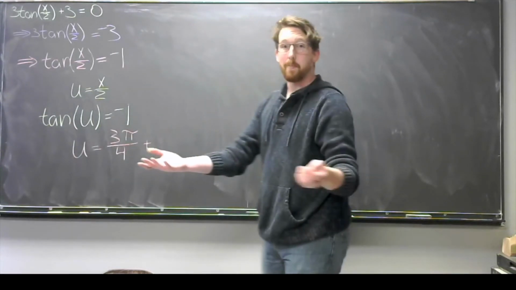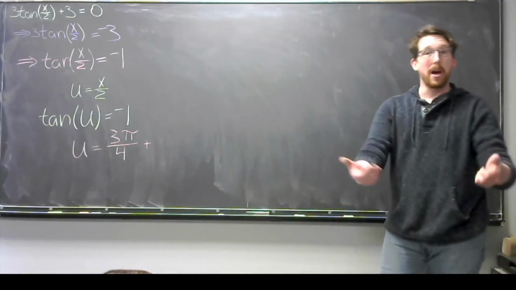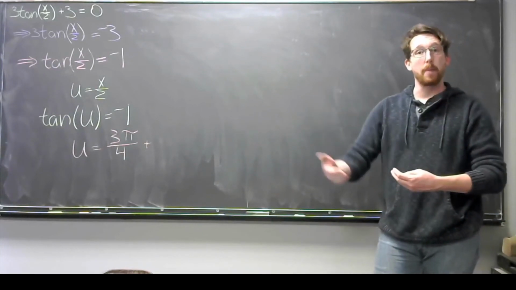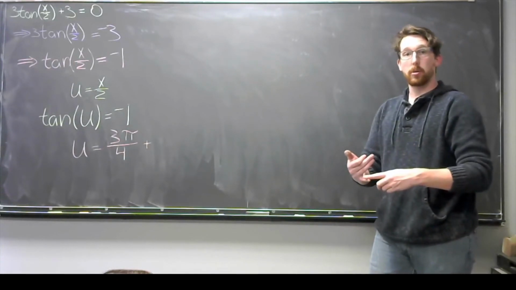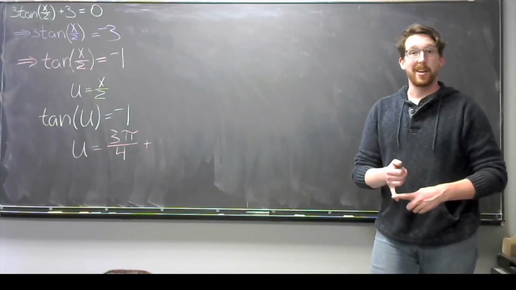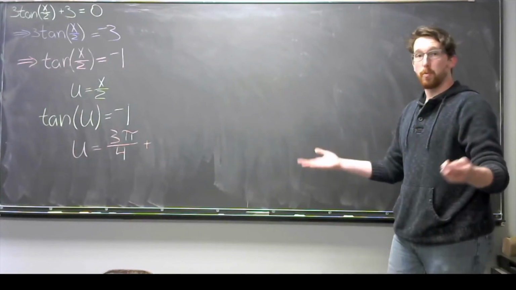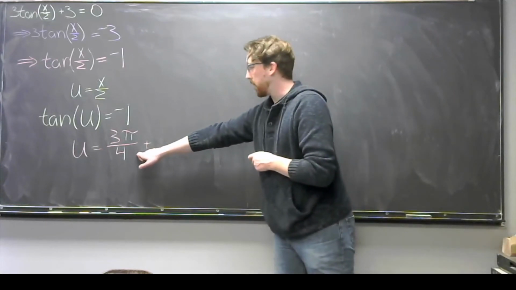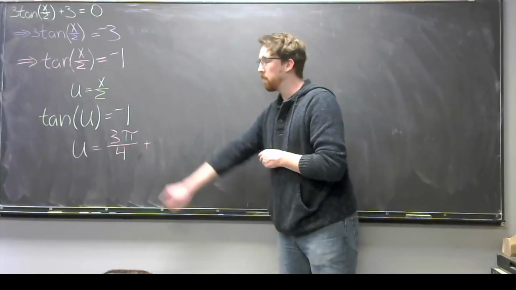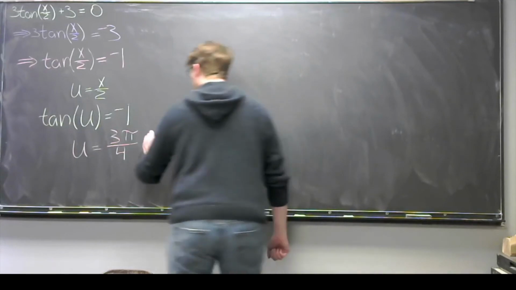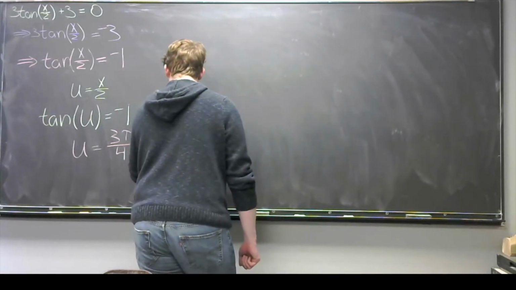plus n pi, right? And it's n pi because, again, it's pi periodic this time. Cotangent and tangent are both pi periodic. Cosine and sine are both 2 pi periodic. So here we want to use n pi, okay? Plus n pi.